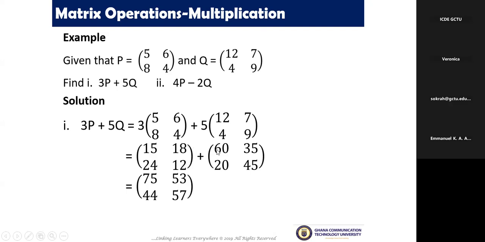So we have finished with the scalar multiplication. Now we are back to the addition. And you know that you add elements found in the same positions. So 15 is added to 60 because they are found in the same position. That gives us 75. 18 is added to 35 because they are found in the same position. So that gives us 53. 24 is added to 20 because they are found in the same position, and that gives us 44. Then 12 is also added to 45 because they are found in the same position, and that gives us 57.